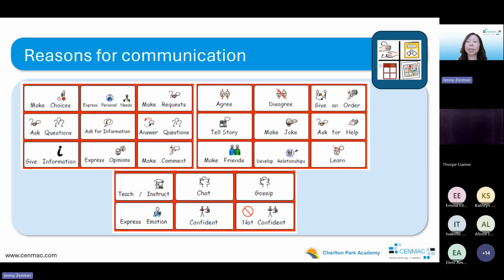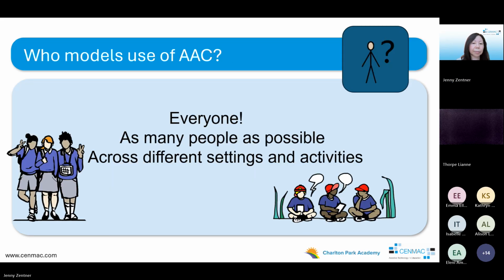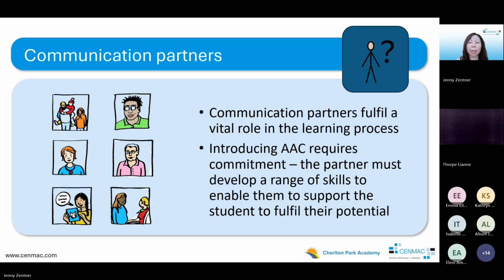We want the AAC user to be able to express all different types of communications beyond requesting. We communicate for all different reasons, and we can be modelling these on the AAC. Who models use of AAC? Ideally, everyone around the AAC user, or as many people as possible, in different settings and across different activities. We want to involve as many people as possible because they are the communication partners for the AAC user. They are the ones modelling and supporting use of AAC.